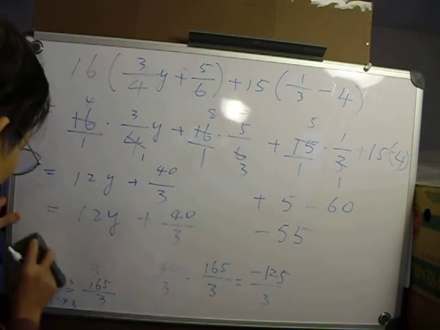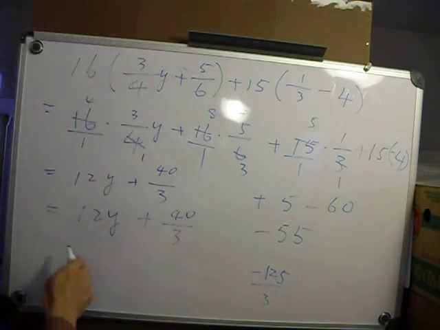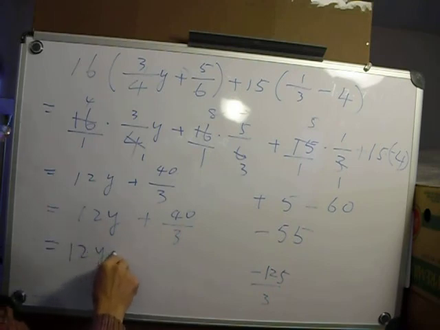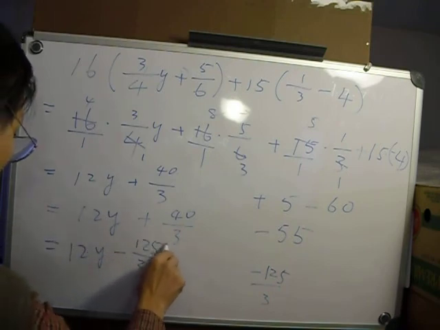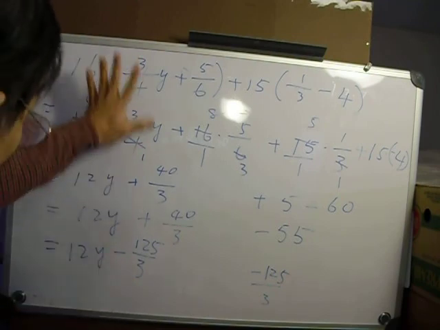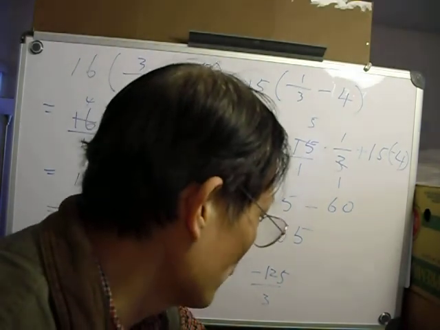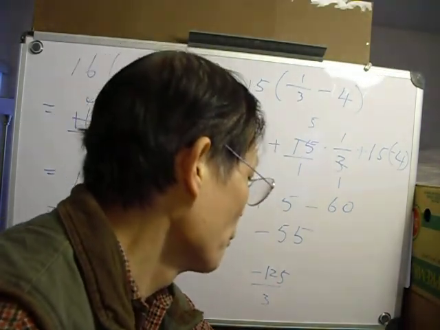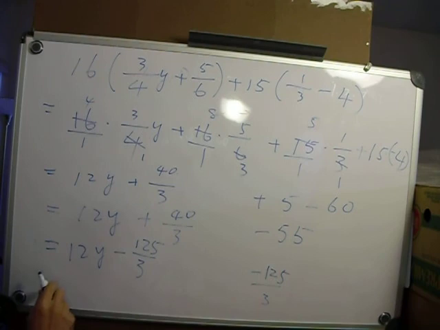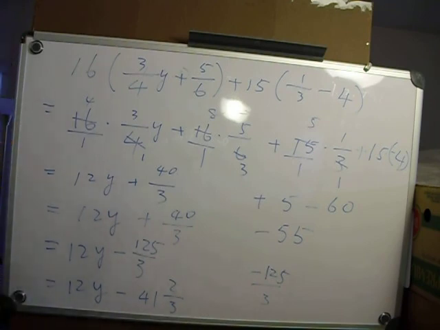So you erase here, and it becomes 12y minus 125 over 3. That is the answer for this problem. Since this cannot be reduced any further, that's fine. But if you'd like to change it into a mixed number, that will be 41 and 2/3.